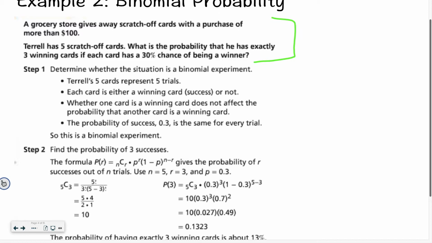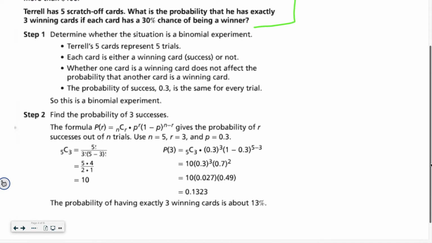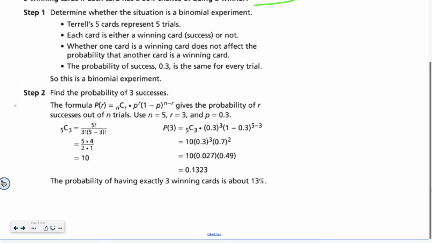Every card has the same chance of winning or losing, so this is a binomial experiment. Then step 2, find the probability of the 3 successes. So we use the formula, the big long n choose r times p to the r times 1 minus p to the power of n minus r.